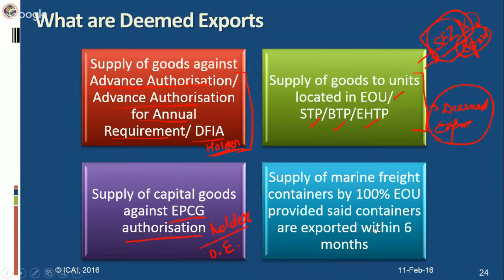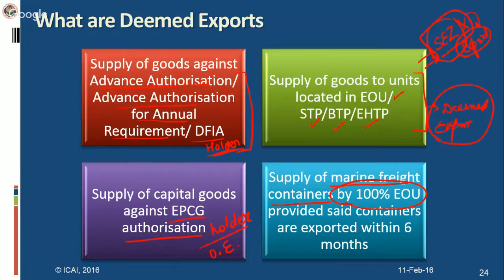Now what does that mean? Marine containers, actually most of the exports are done in containers. We pack the goods in small packages and then we load all these packages in the containers. One container can contain the packages of different exporters also, depending on their quantity of export. So when all the export goods are packed or loaded in a container, after that these containers are loaded in the ship for export to other countries. Now if these marine freight containers, which I just discussed, are manufactured in India and supplied in India by a 100% EOU, then these are treated as deemed exports.